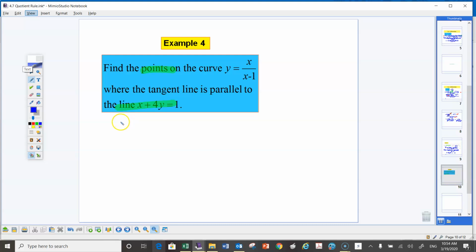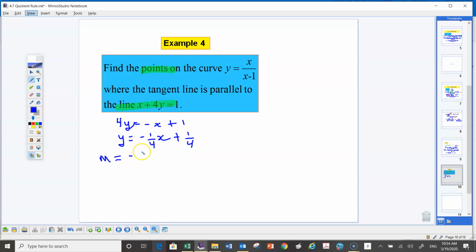So the first thing I need to do is write this line in the form of y equals mx plus b. So if I divide everything by 4, I get negative 1/4 x plus 1/4, and therefore my slope of my line is negative 1/4. Now, because my tangent line is parallel to this line, it must have the same slope, so we'll call this the slope of the tangent line, and it must also be negative 1/4.